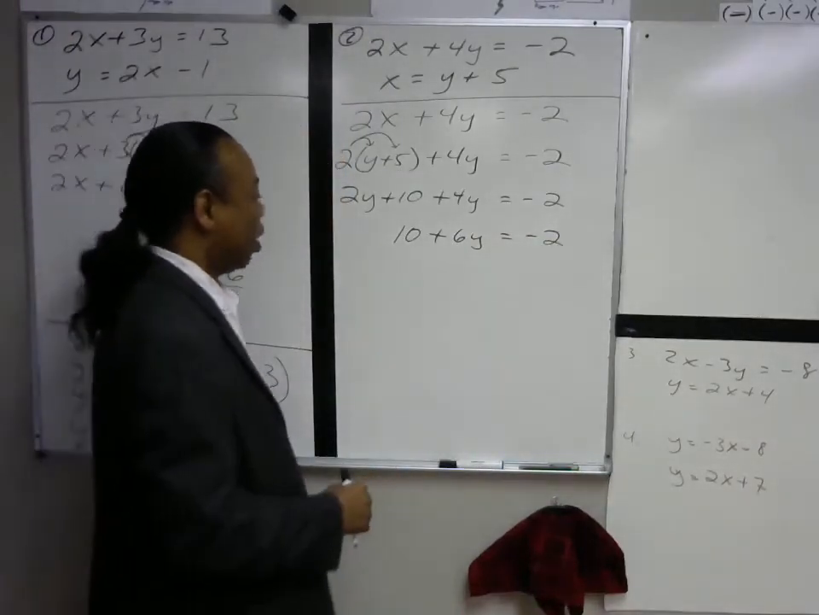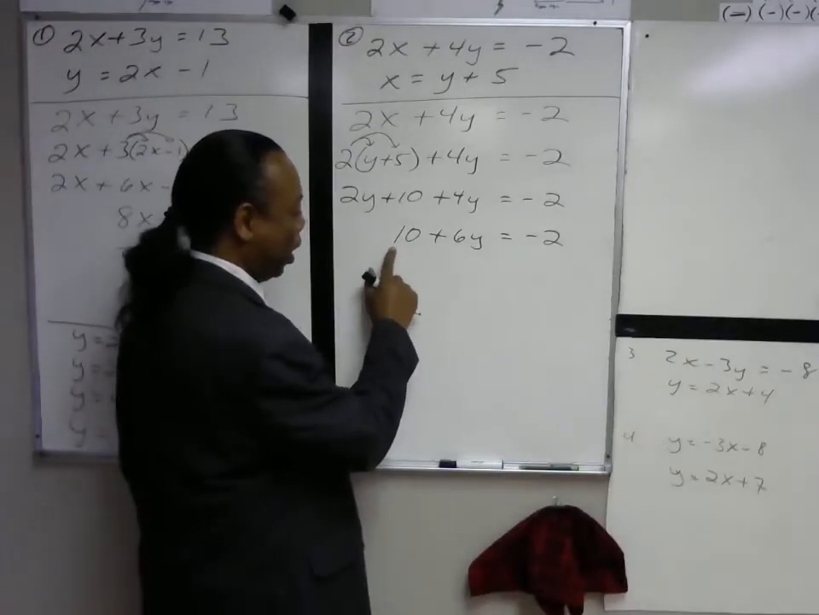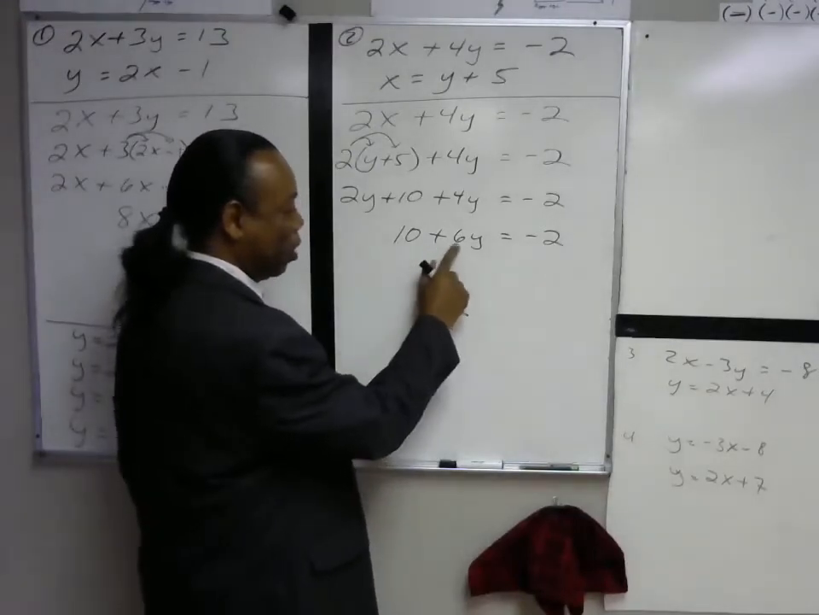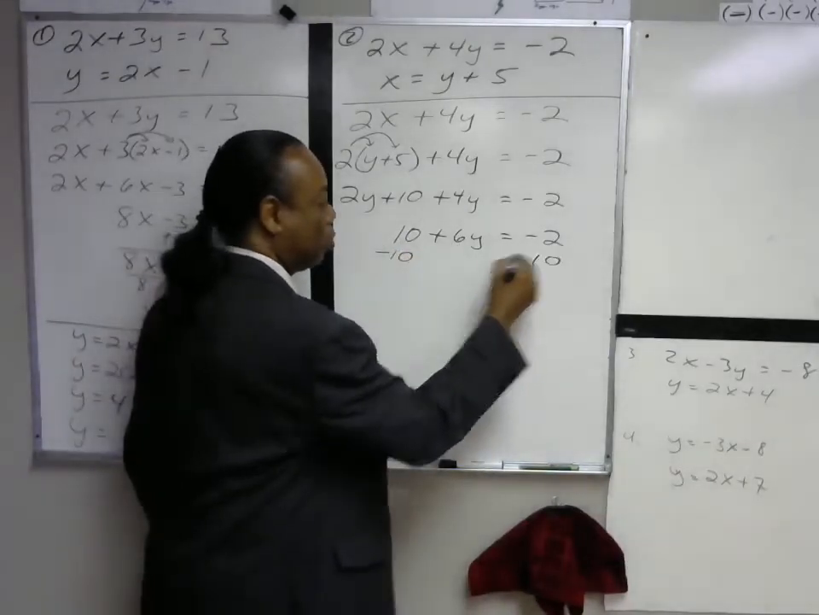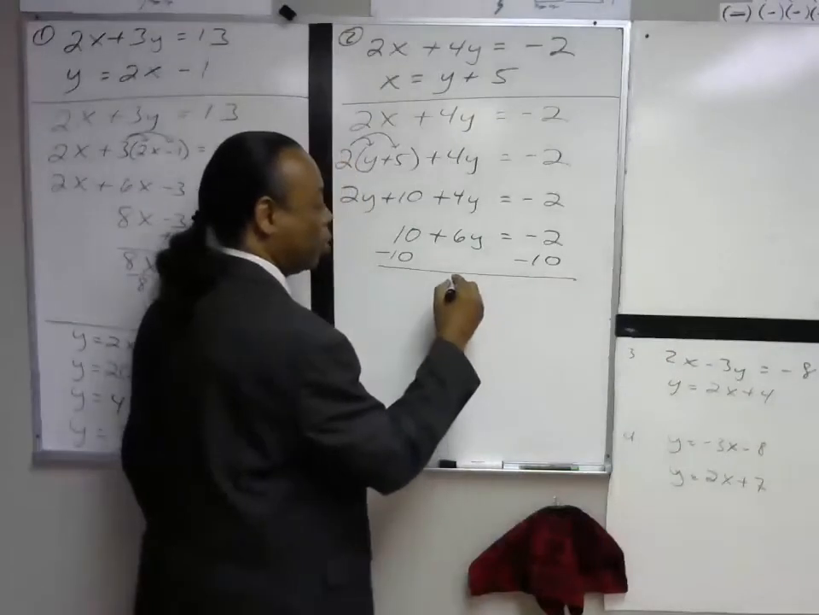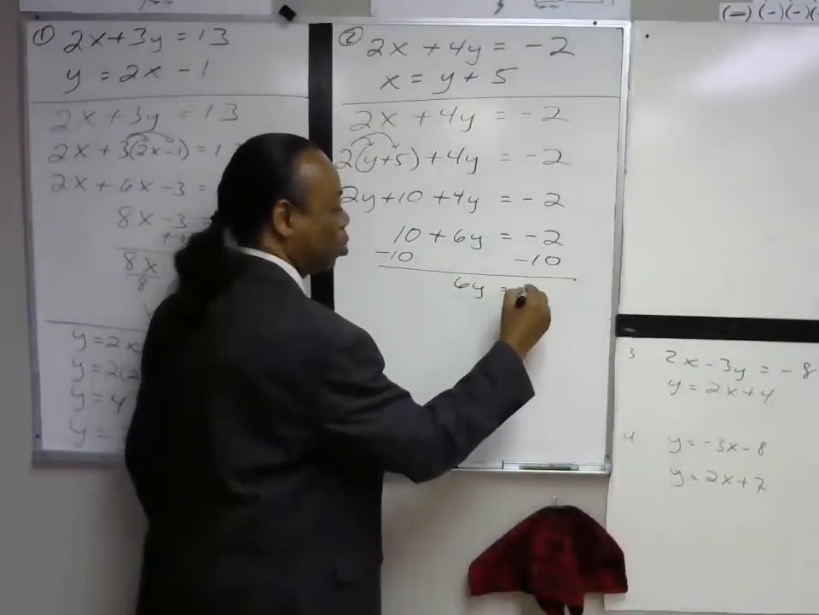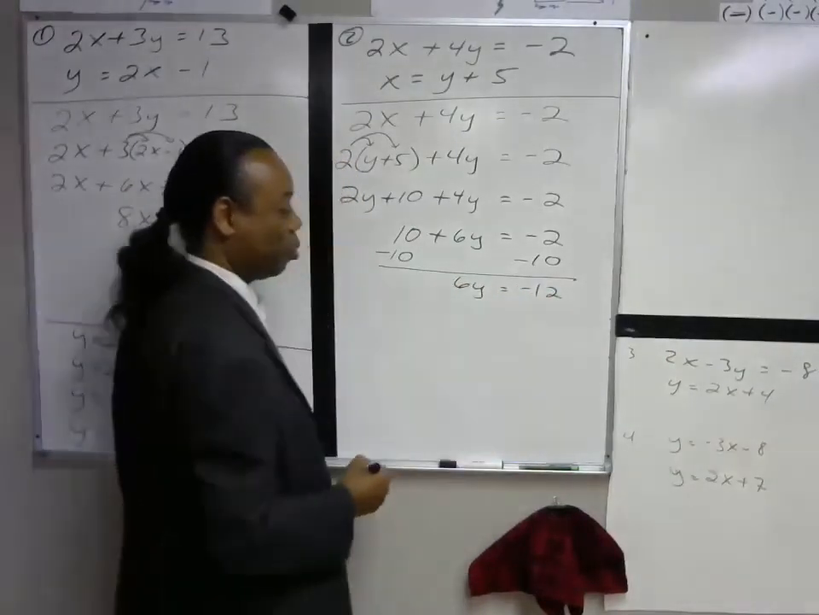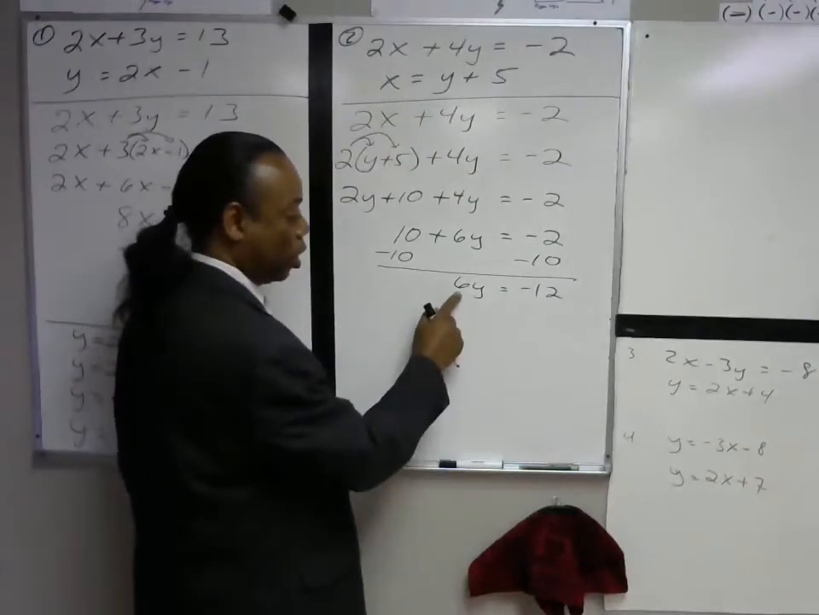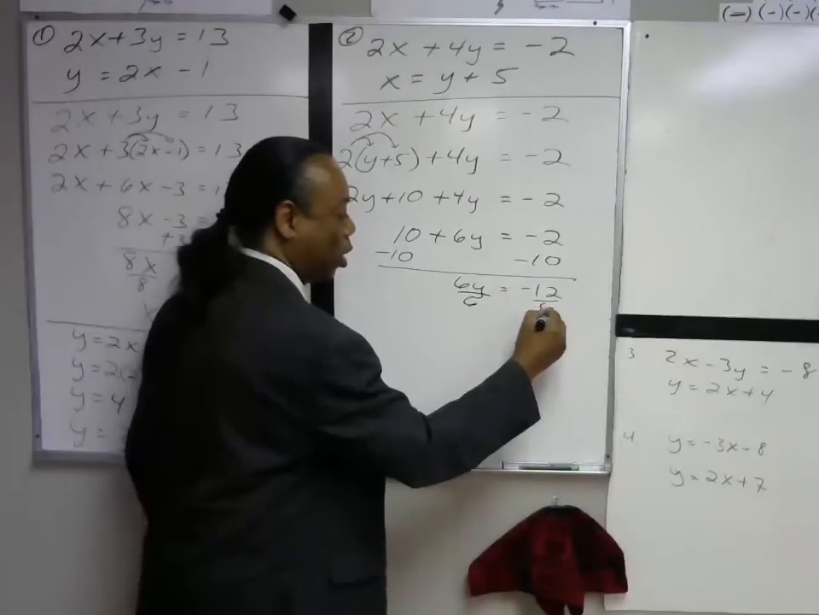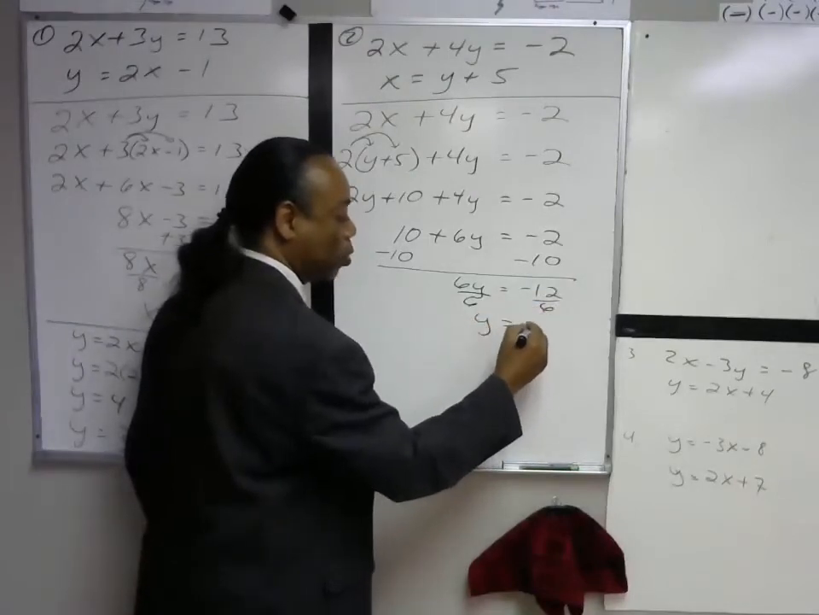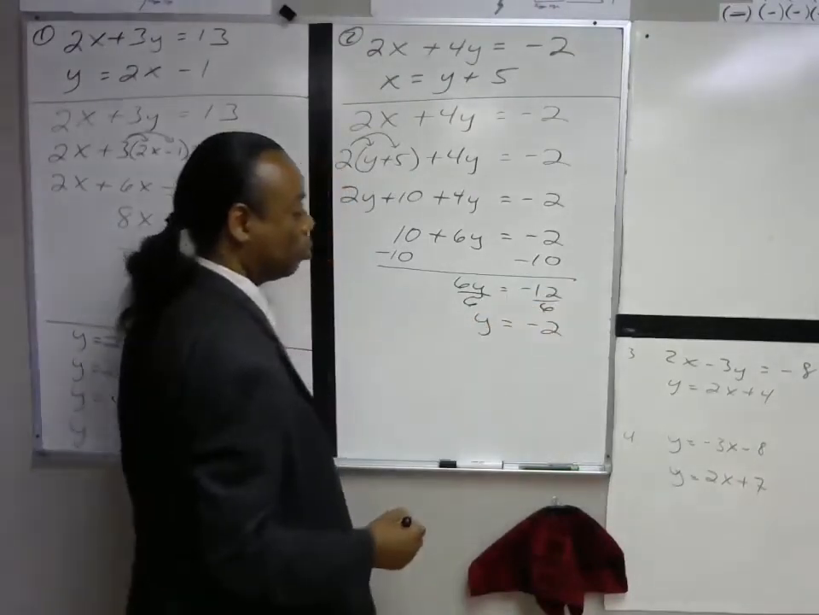Okay. Now I want to get rid of the positive 10 here and then the multiplying 6. So get rid of the positive 10. I'm going to subtract 10 from this side. Subtract 10 from this side. We end up with 6y equals -12. Then let's divide both sides by 6. And then we'll finish isolating y. And we end up with y equals -2.